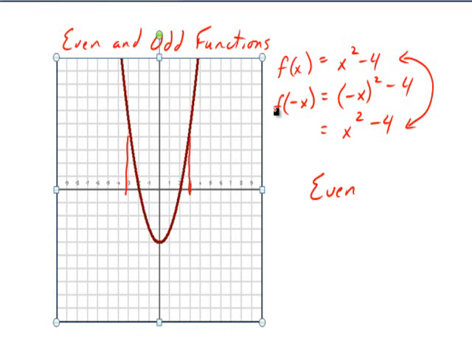Also notice that an even function reflects across the y-axis. So we have an algebraic way of determining whether or not we have an even or an odd function, and we have a visual way from the graph. Let's look at a second example.